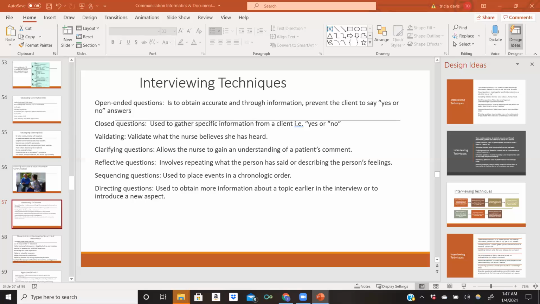And then you have direct questioning or direct comments. So sometimes you need to obtain more information about a topic that maybe the patient brought up earlier in an interview, or you want to talk about a new aspect of a current topic. This is a way that the nurse can gain additional important information to consider in assessing the patient's health status, any educational needs or counseling needs that they may have.